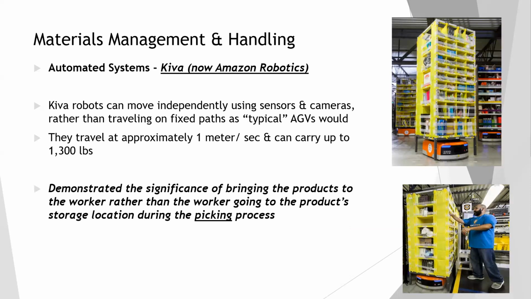A Kiva robot can move independently, and it uses sensors and cameras, so it doesn't actually travel on a fixed path as a typical AGV would. They travel at approximately 1 meter per second and can carry up to 1,300 pounds. And they demonstrated the significance of bringing the products to the worker rather than the worker going to the product storage locations during the picking process. So this is typically done at least during the picking process. I've also heard that it's done during the stow or put away process.